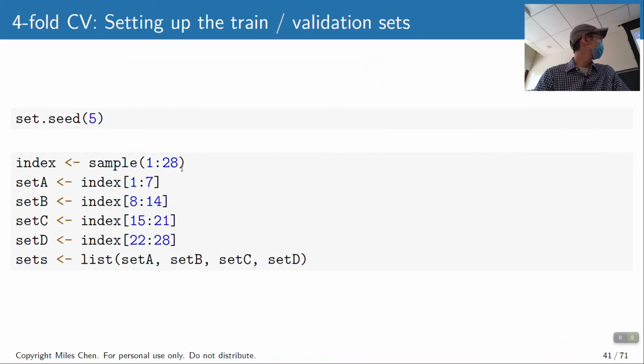To split these, I'm going to create 4 different sets: set A, set B, set C, and set D. I'm just shuffling the 28 observations and putting 7 observations into each set. Whenever I fit, I'm going to take 3 of the sets, which is 21 observations, fit the model to those 21 observations, and then see how well that fitted model works at predicting the remaining 7 points.